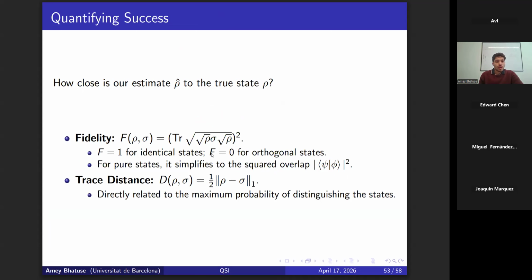Now, how do we know how close we are? For that, we have two quantities. One is the fidelity, which is 1 for identical states, 0 for orthogonal, and for anything in between, it's given by this quantity. And if you have pure states, then you can have an easier formula. Then there's also the trace distance, which as we saw earlier, so I won't go into it now.